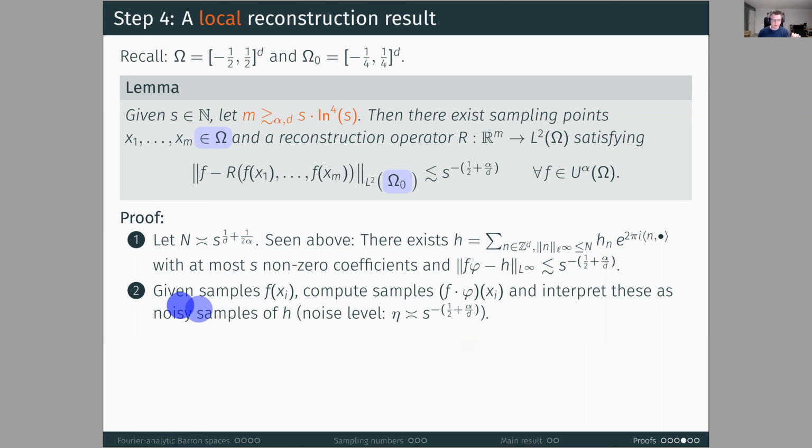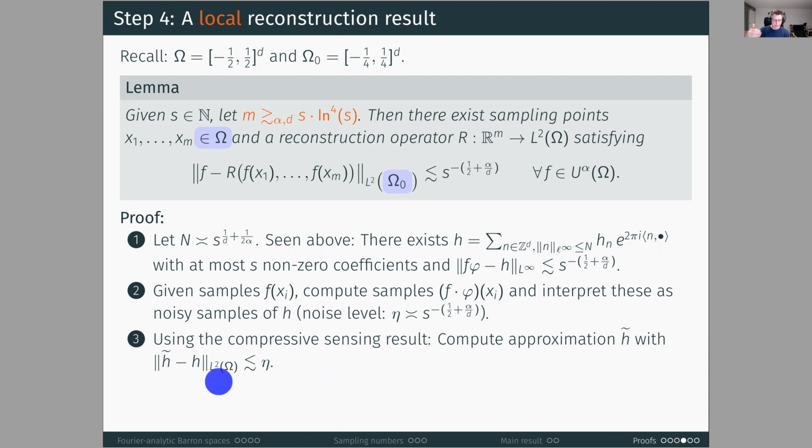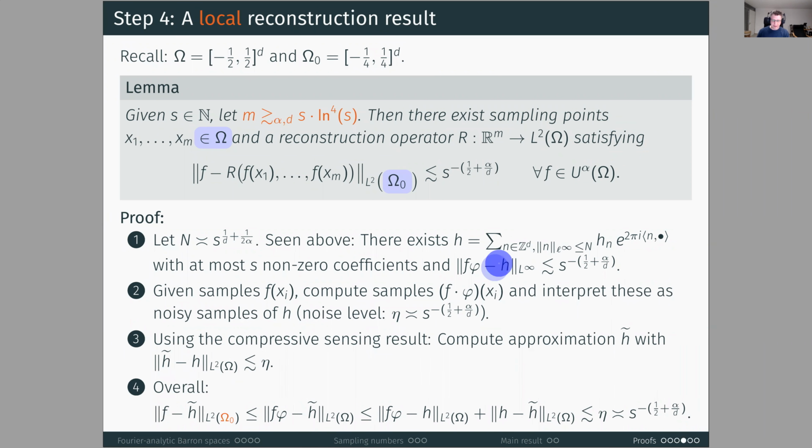So the point is now, if you give me samples f of xi, then I know phi, so I can then compute f times phi of xi. And since I have this approximation here, h is the S-sparse Fourier series, h is very close to f times phi. I can interpret the samples of f times phi as noisy samples of this Fourier series, and then I can use the compressive sensing result to reconstruct h. So using the compressive sensing result, I get an approximation h tilde to h. And then overall, since phi, with which we localize here, is 1 on the subcube, we get the desired approximation result on this subcube.